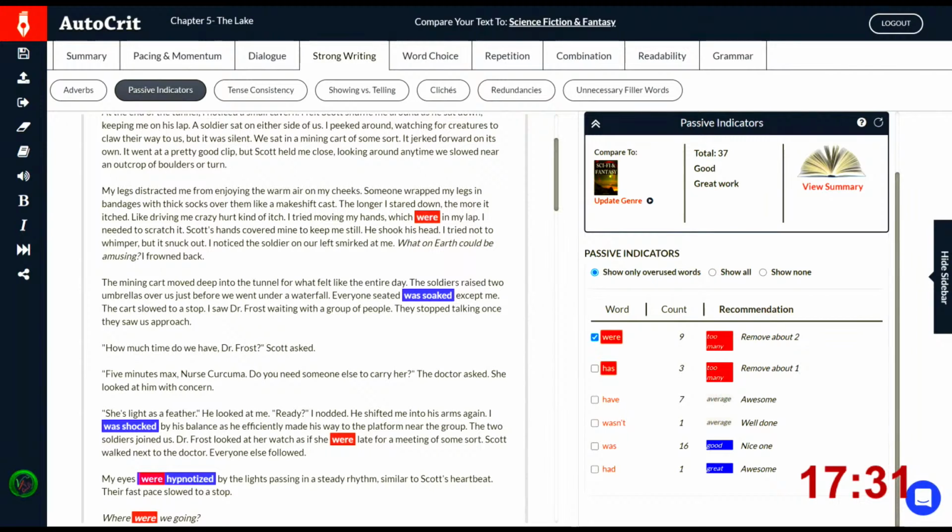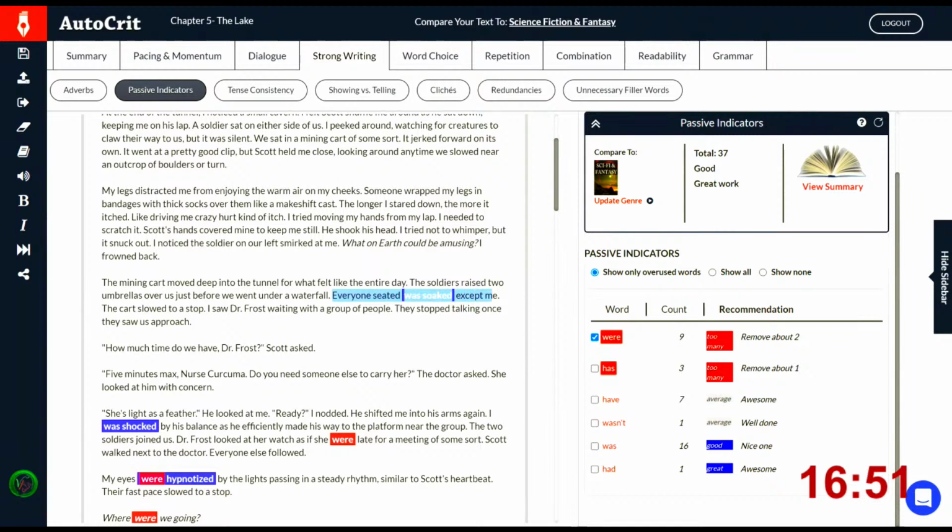Perfect. The longer I stared down, the more it itched, like drive me crazy hurt kind of itch. I tried moving my hands, which were in my lap. And apparently it does not like that, so I tried moving my hands. Yeah, definitely from is a good one. I tried moving my hands from my lap. I needed to scratch it. So, those are good.